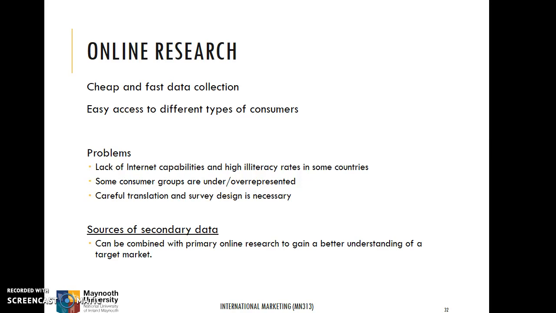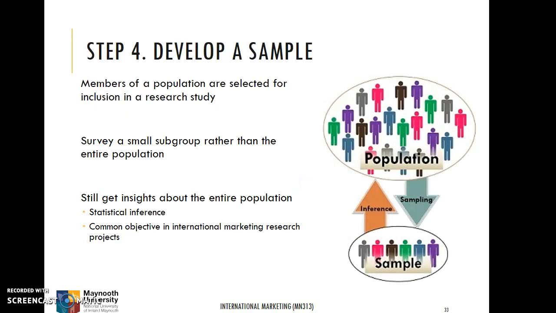Sources of secondary data can be combined with primary data online to gain a better understanding of the particular target market. Step 4 is to develop a sample. As you can see, members of a population are selected for inclusion in a research study. You survey a small subgroup rather than the entire population. Still, this gets insights about the entire population.